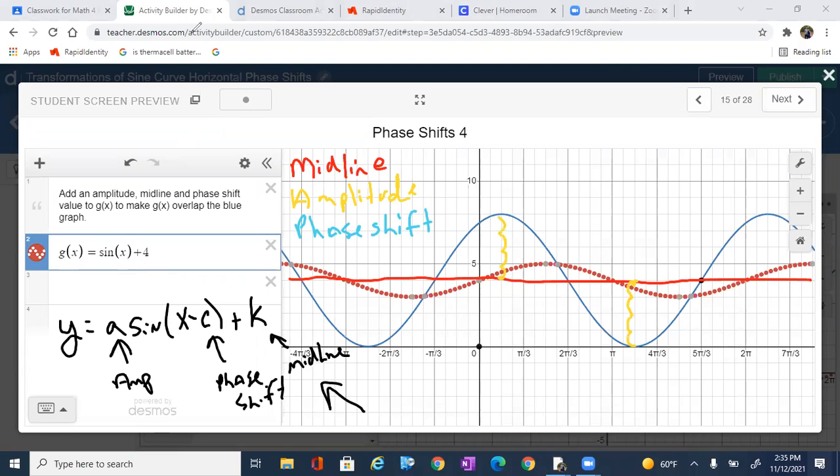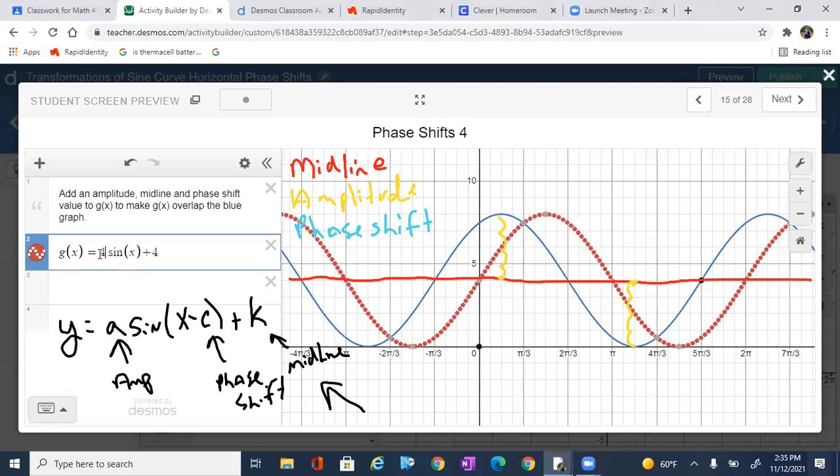That is right up in the front, and I'm going to count that out and put that in there. So the midline is 4. The amplitude is also 4. Okay, so it works out fairly easy there. And now what we are going to do is find the phase shift.